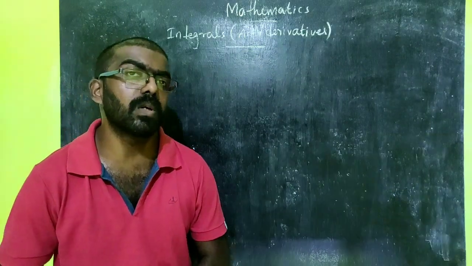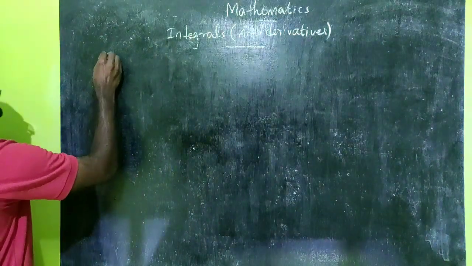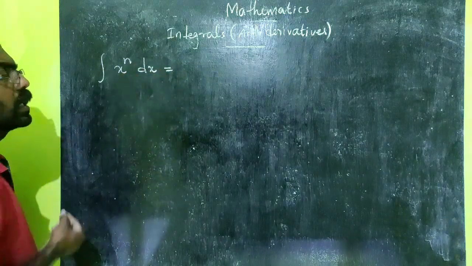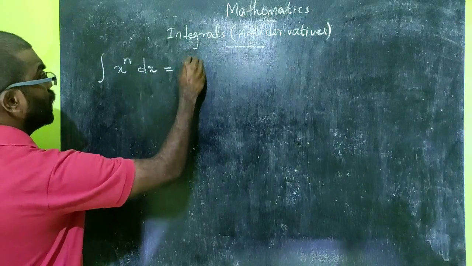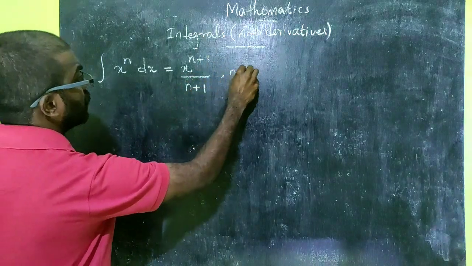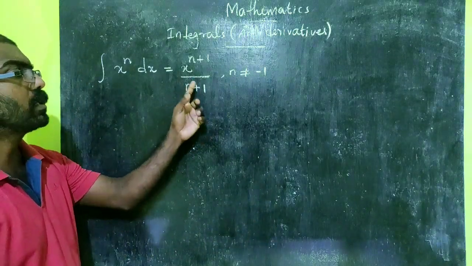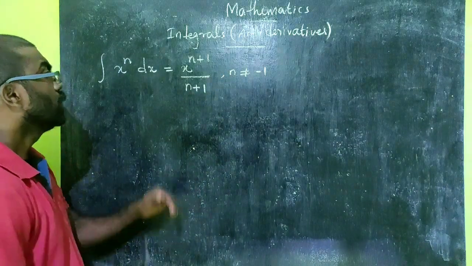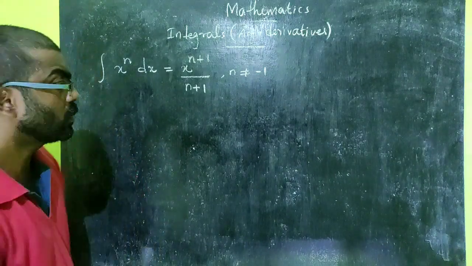Next, you have to learn some important formulas in integration. Let us discuss the formulas. First one is integral x raised to n dx, that means polynomial form. Integral x raised to n dx equal to x raised to n plus 1 divided by n plus 1, where n is not equal to minus 1. If n equal to minus 1, what happens? The denominator becomes 0. That's why the condition is given as n is not equal to minus 1.